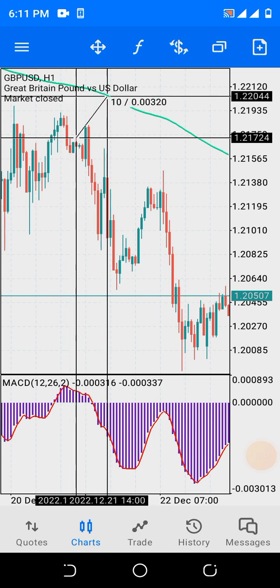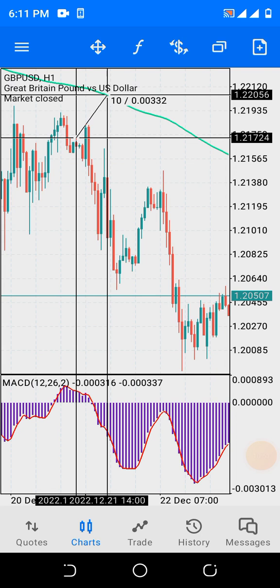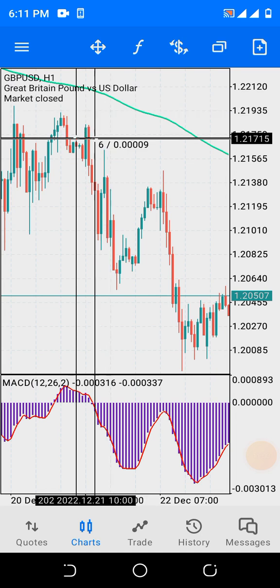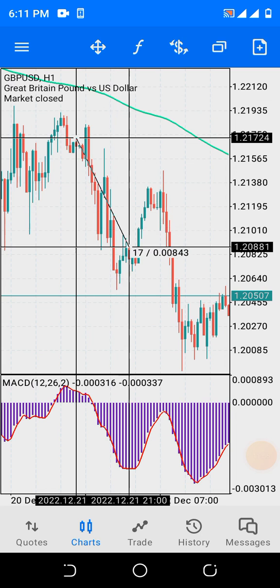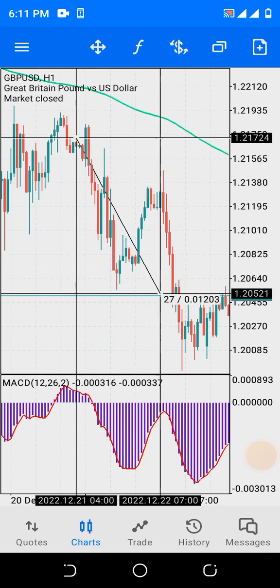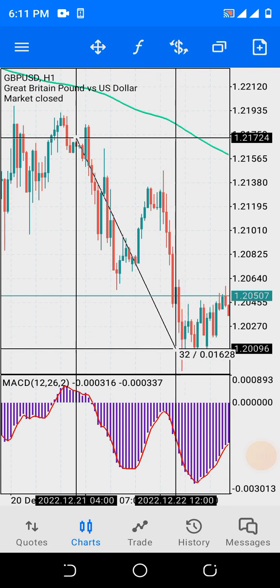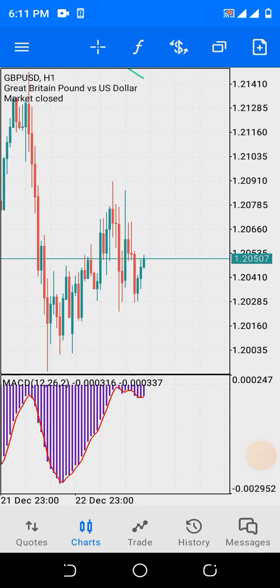Do you understand? So here should be our stop loss, and I told you that your profit should be from 1:3 risk to reward ratio and above. Do you understand? You can trail your stop loss so that you can make massive profit.